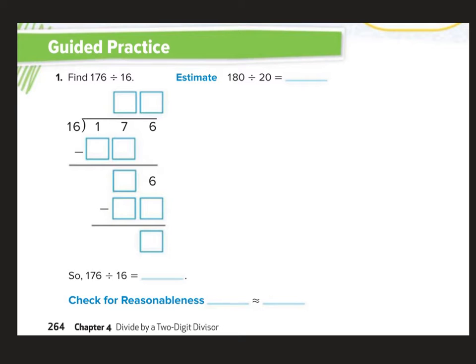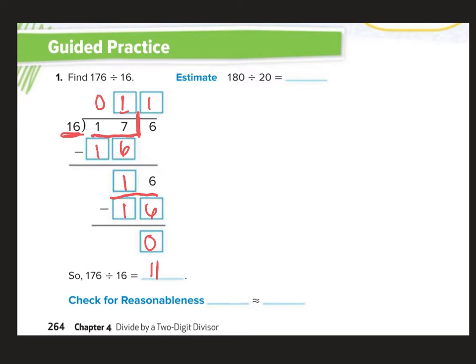Guided practice. Here we go. Can't do 1 divided by 16. Some teachers teach to put a 0 there, because I can't do it. But if I bop over to 17 divided by 16, that'd be 1. 16 times 1 is 16. Subtract, I get 1 left over. Notice my digit went above the 7. And then if I do 16 divided by 16, that's another 1. Isn't it nice when it works out so nicely? So my answer is 11.